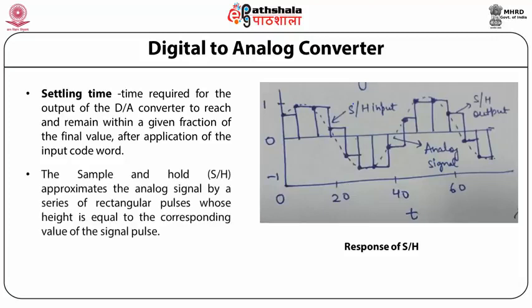The sample and hold approximates the analog signal by a series of rectangular pulses whose height is equal to the corresponding value of the signal pulse. This figure shows the response of the sample and hold. As shown, the approximation is basically a staircase function which takes the signal sample from the D2A converter and holds it for T seconds. When the next sample arrives, it jumps to the next value and holds it for T seconds, and so on.